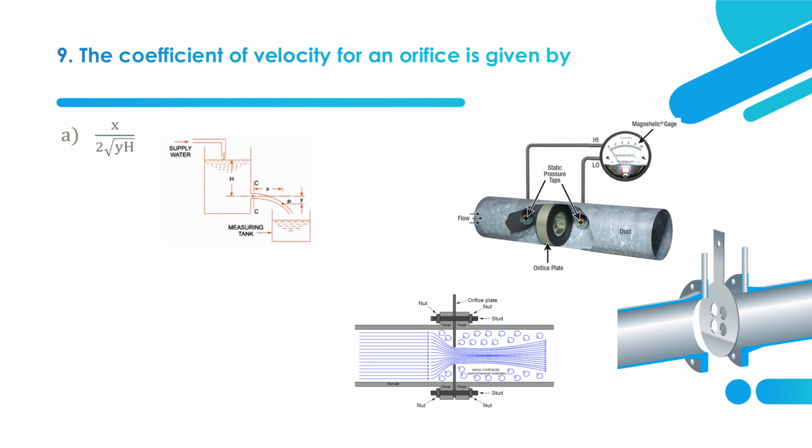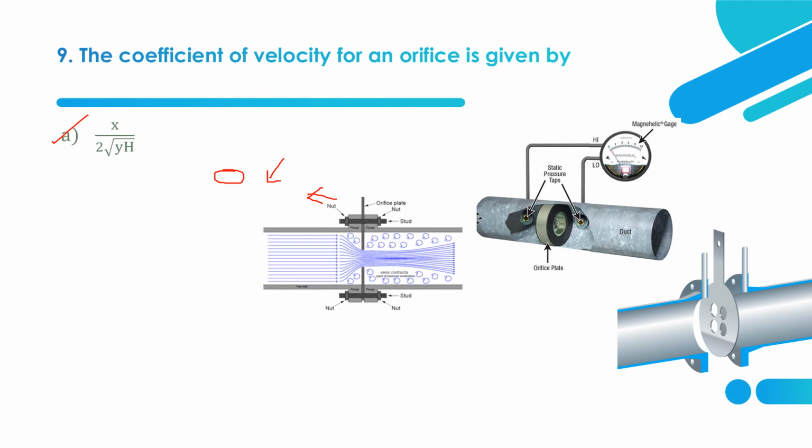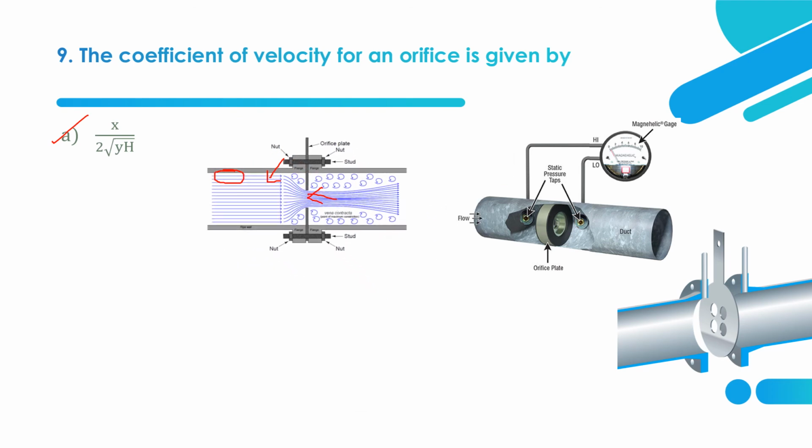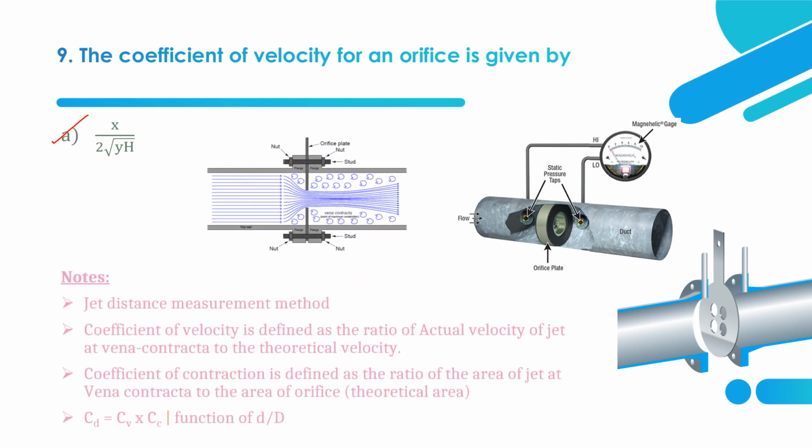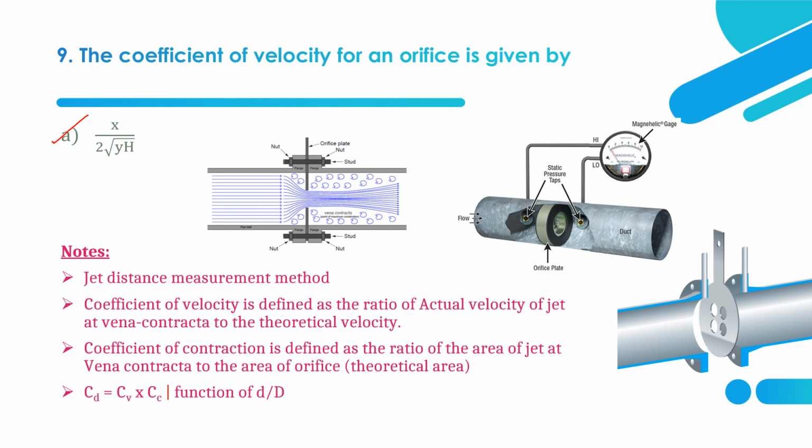Option A is the correct one. X by 2 root y h. So h is this one, x here and y here. You can visualize what is x, y and h. Now let's see more about how it is calculated.